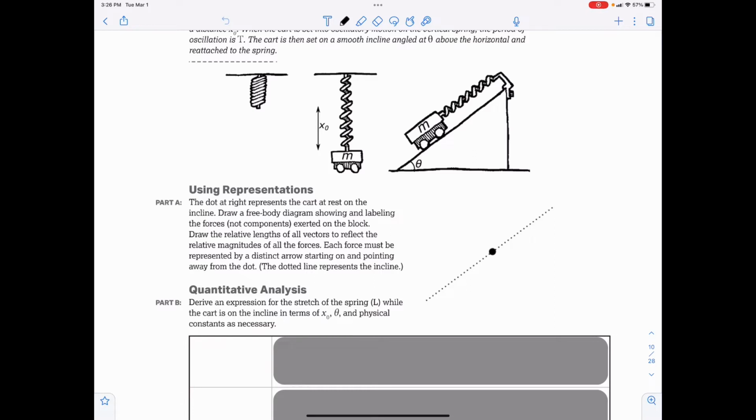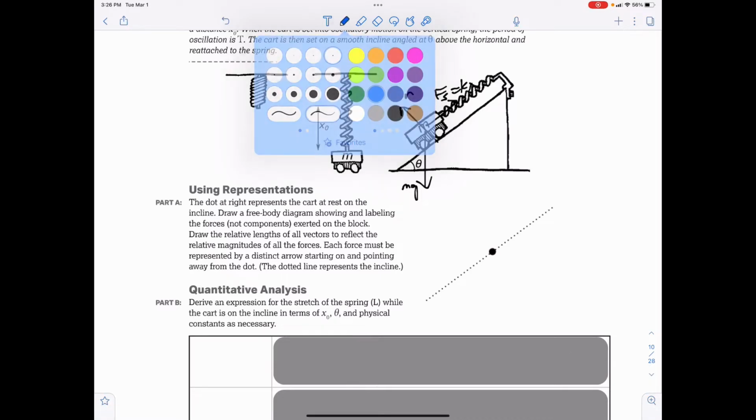Okay, so here's what I like to do. I like to draw the forces on the actual mass itself and then transfer them to the dot. That way I know what I'm talking about. Here's what I mean. I know the forces involved would be mg, the weight, the normal force going out, and the spring force equals kx going up the plane.